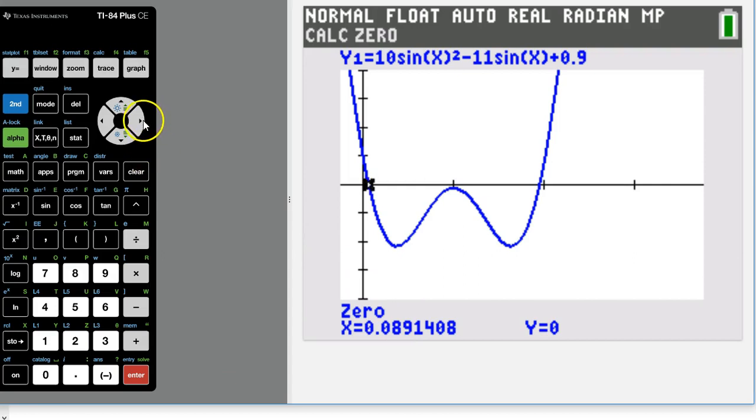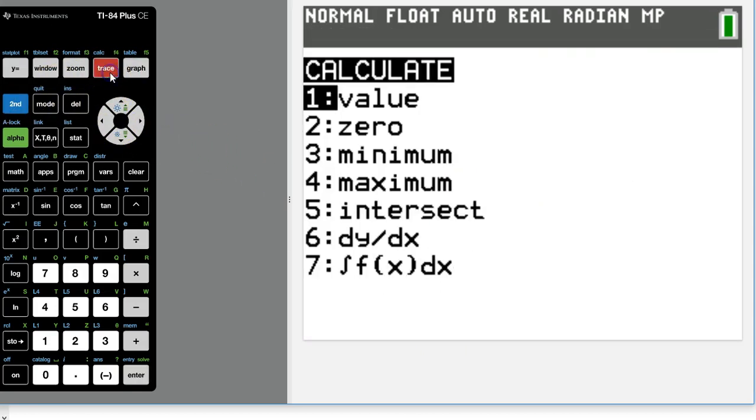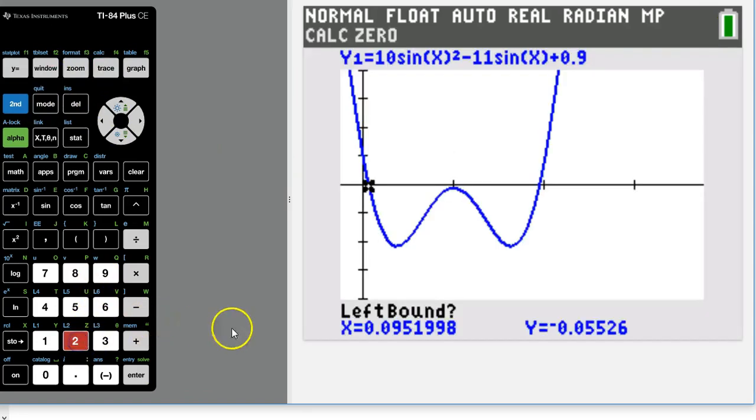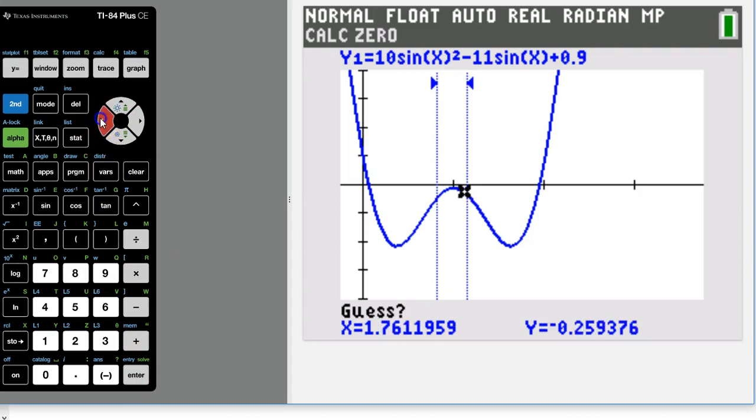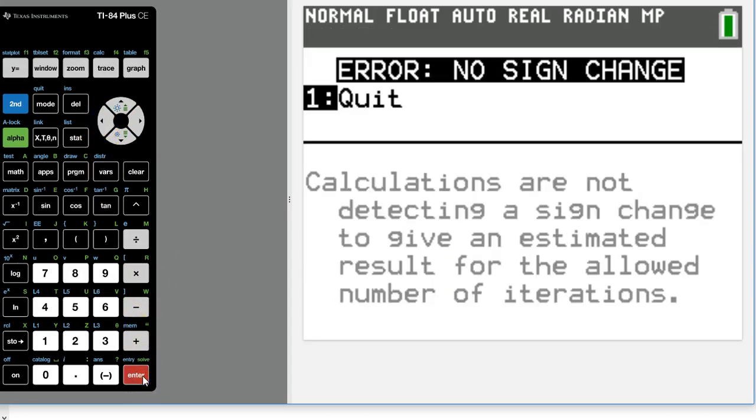So we'll just remember that value. And now I want to see, is there a solution in here at this local maximum? So we'll do the same process. Second calc, 0. Now when it asks me left bound, I want to get somewhere just to the left of that place, like maybe right there. Hit enter. It's asking me right bound. Move to the right of that place. Hit enter. And then guess anywhere close. And it's saying no sign change.